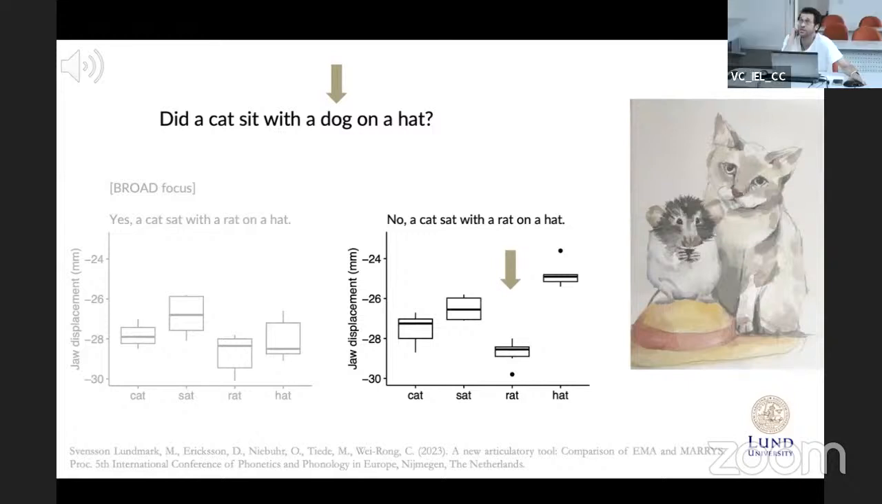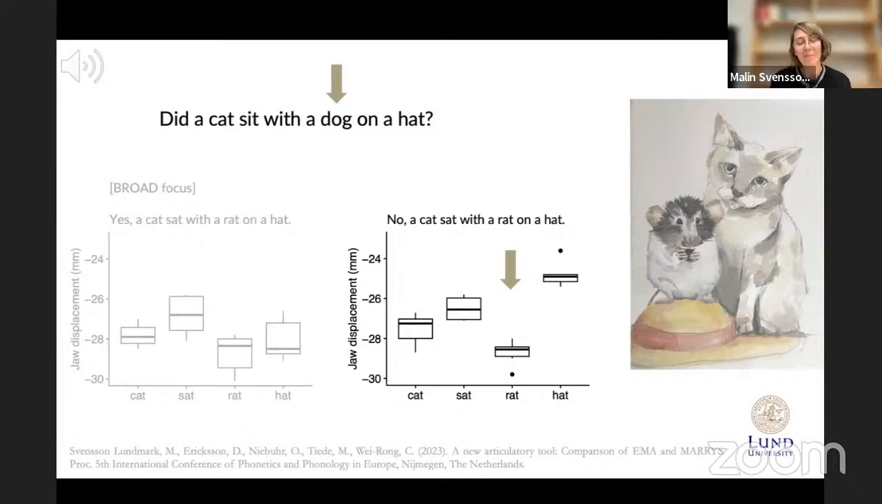Probably because it's one single speaker, a very experienced speaker. It's Donna, and this is just preliminary analysis. We have more speakers. We have tried this with all of these sentences, like "Did a dog sit with a cat on a hat," and the jaw pattern just follows. The strongest syllable is always the one with the focus on it.